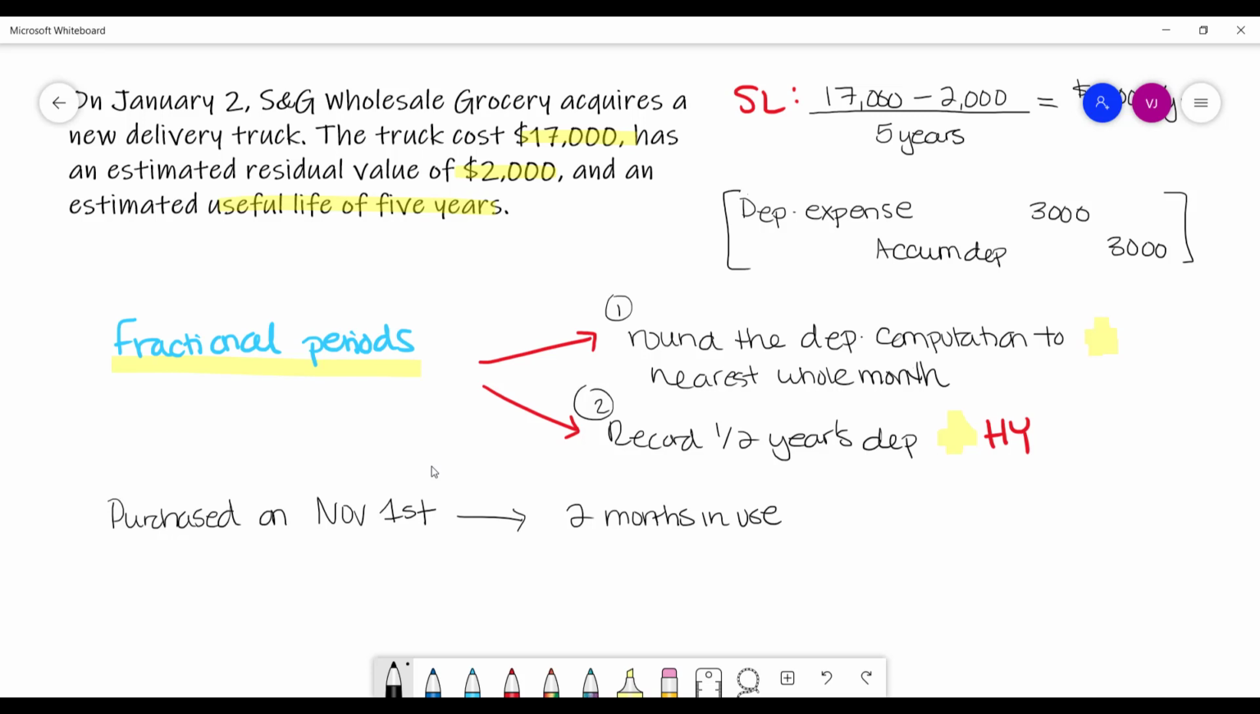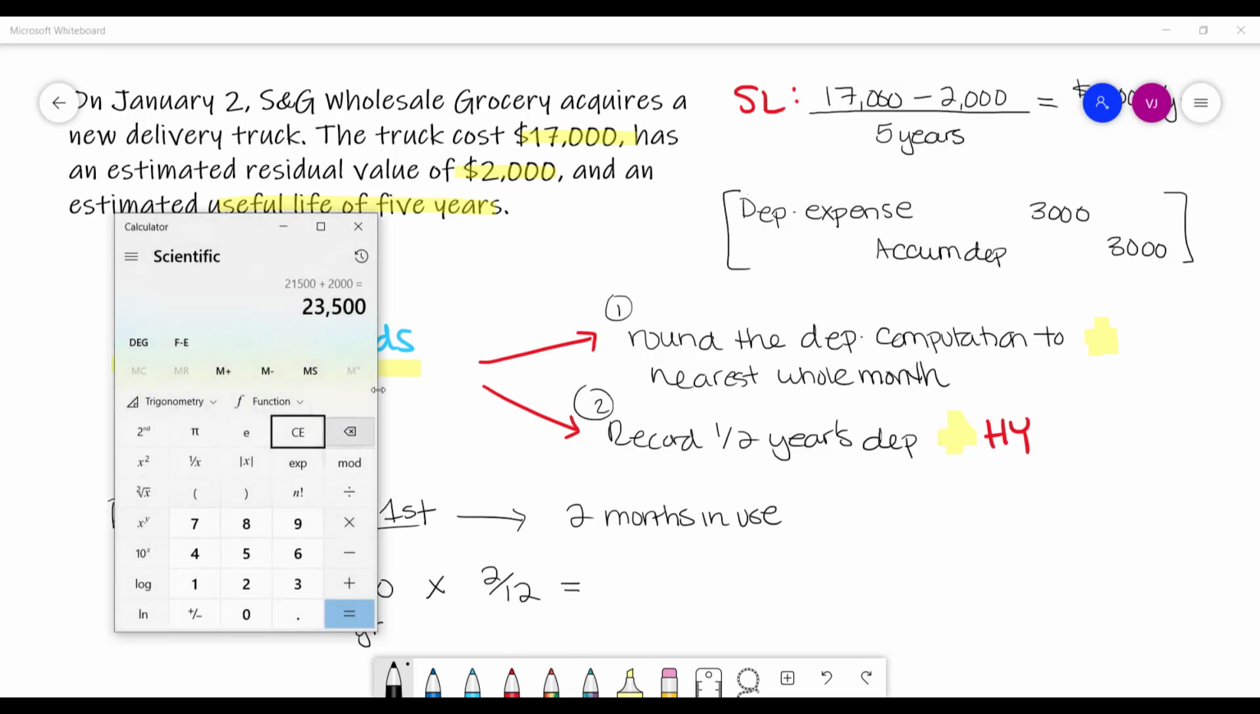So in this case, if we were using that first method, if we happen to purchase it during another time during the year, you take that $3,000 for a full year, or that's a full year's worth of depreciation. You take that $3,000 and you multiply it by the number of months out of a whole year that that asset was actually used, because we can't record a full year's worth of depreciation if we didn't actually use or have that asset for an entire year. So here we would multiply that by 2/12, or 2 months out of 12 months.